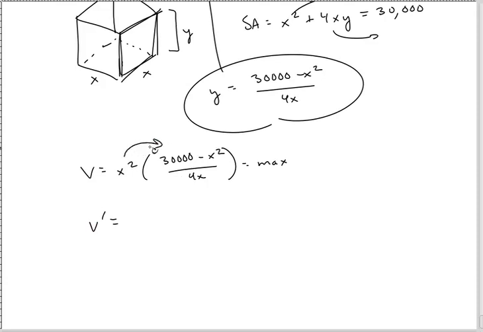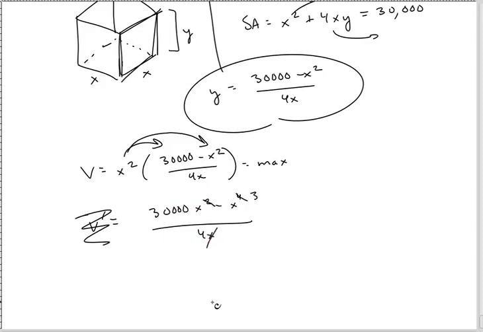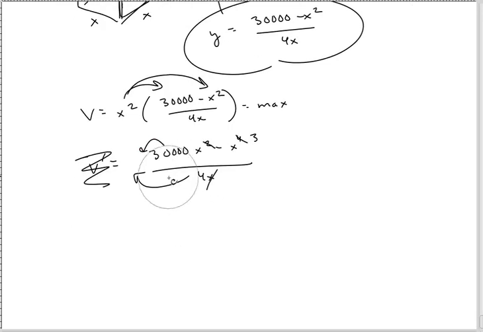So that I don't have to make this into a product rule of sorts, I'm going to distribute my x squared. So I get 30,000x squared minus x to the 4th, all over 4x. What if I cancel one of these x's? And then I can move this 1/4 to the front, but not the 30,000, because there's a minus sign. So this is still V. I get 1/4 times 30,000x minus x cubed. And that's, again, my max.